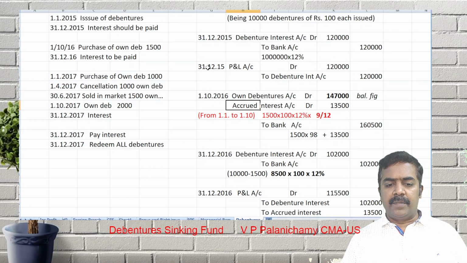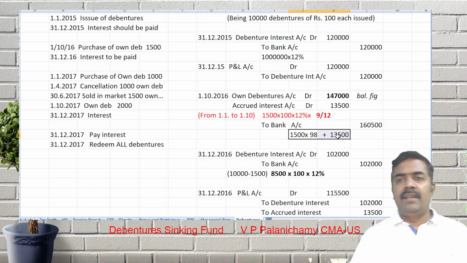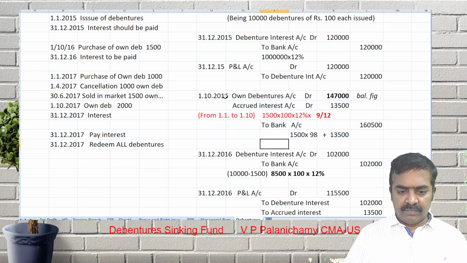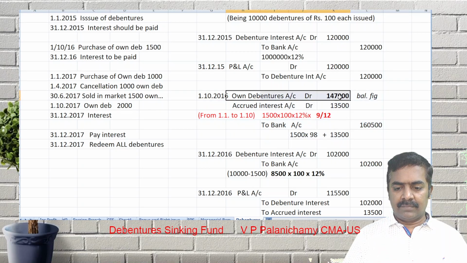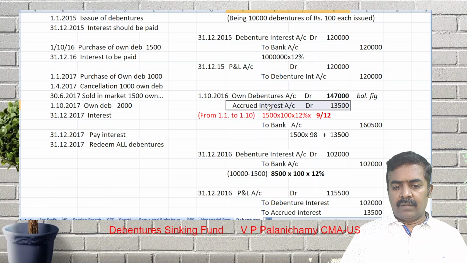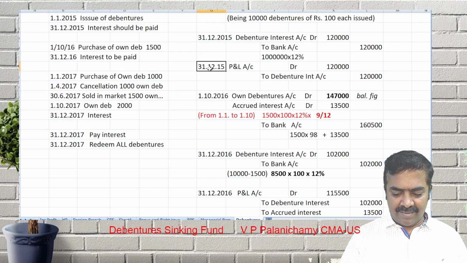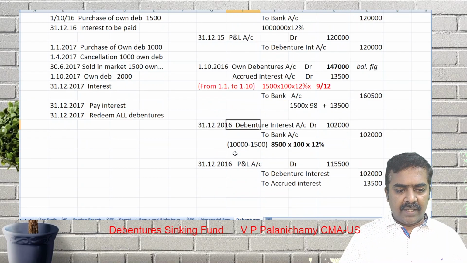9 months. Before this, when did we pay debenture interest? We have paid 1,60,500. 1,500 into 98 plus 13,500 interest, we pay together. We saw all this in the last class. So we are just paying the debenture holder 9 months interest and buying. That's all. Next, when is the next transaction?